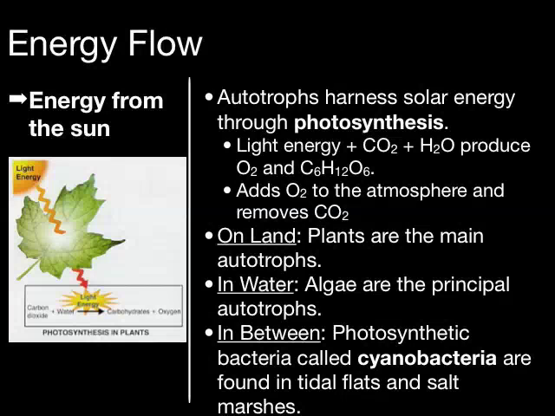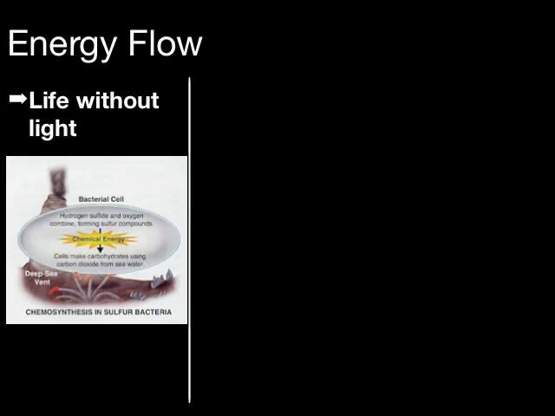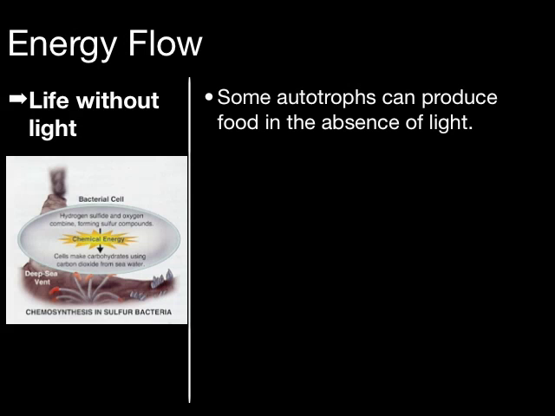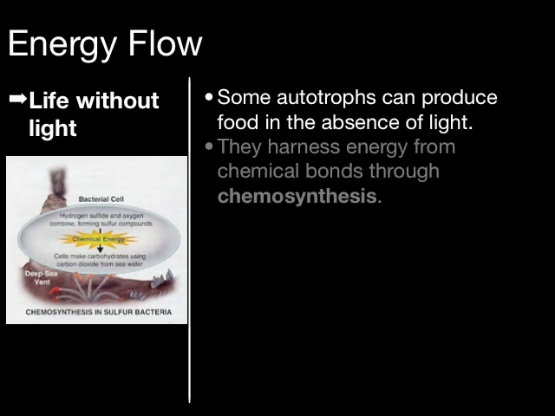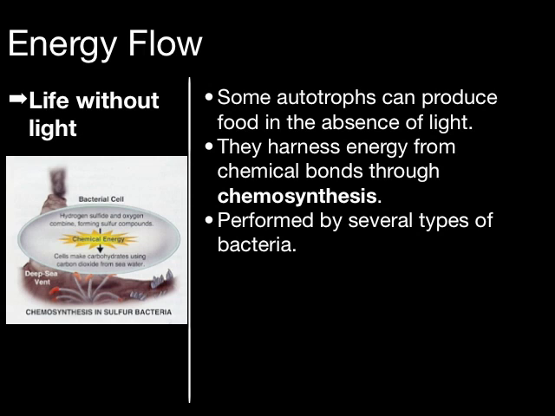and these are found in areas like tidal flats and salt marshes, generally swampy areas that are sometimes dry and sometimes wet. As I mentioned earlier, there are some types of organisms that don't have access to light. Some autotrophs can produce food in the absence of light. They harness energy not from the sun, but from chemical bonds through a process called chemosynthesis. Now, chemosynthesis is kind of similar to photosynthesis, but a little bit different, but the end result is still the same, the production of energy.